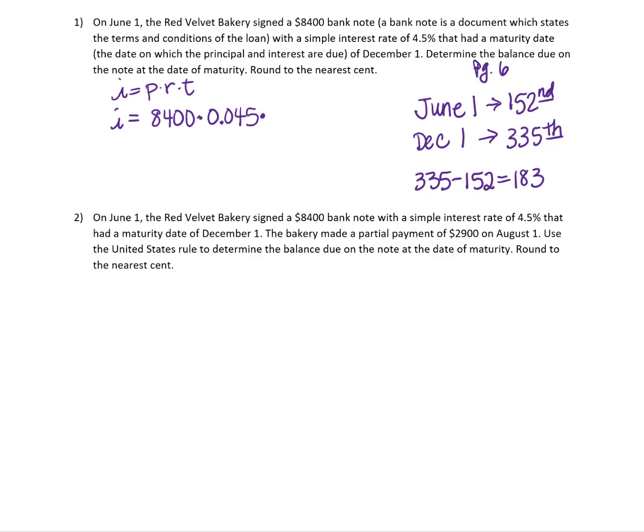Remember, using the banker's rule, we say that's out of 360 days. So this is 183 over 360. We're going to multiply all this together to find the interest, and we get 192.15.